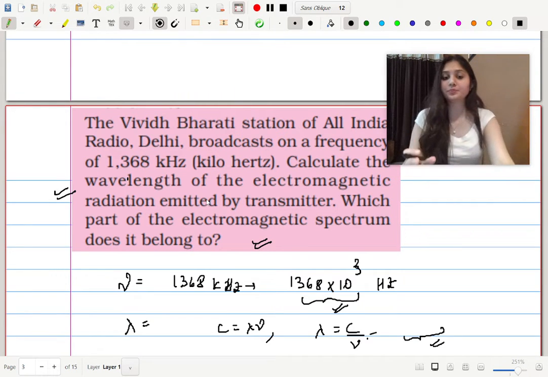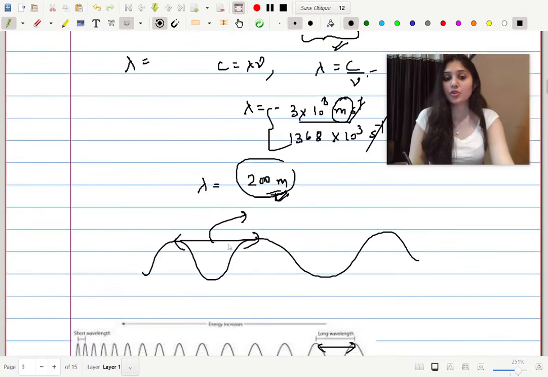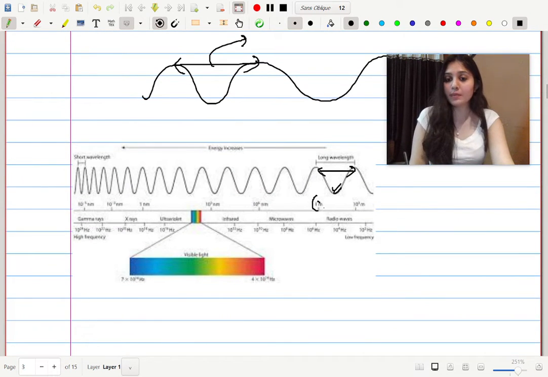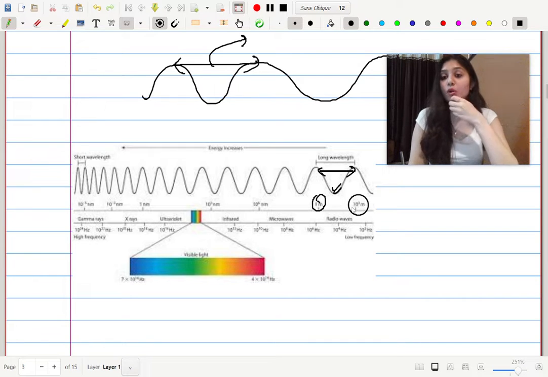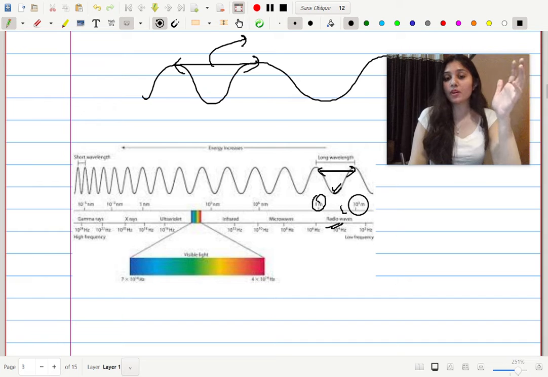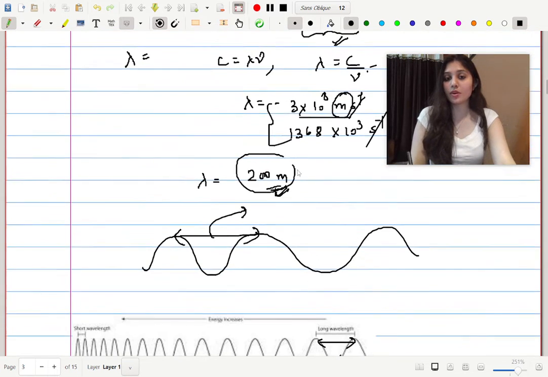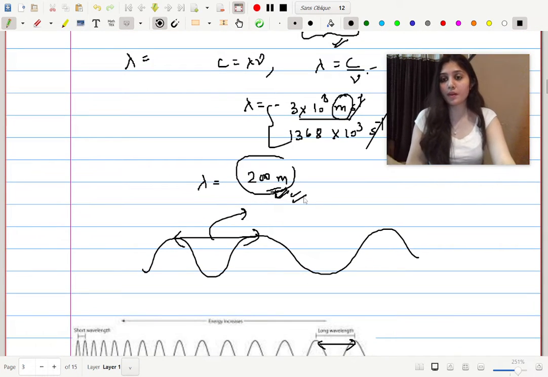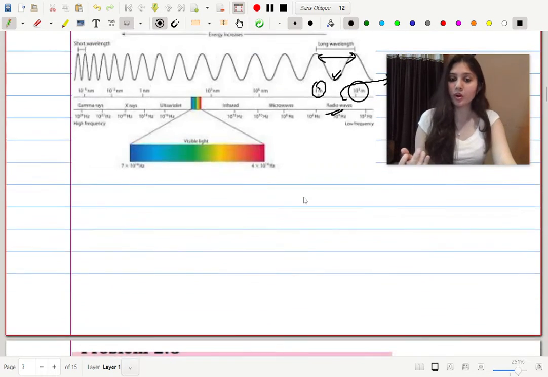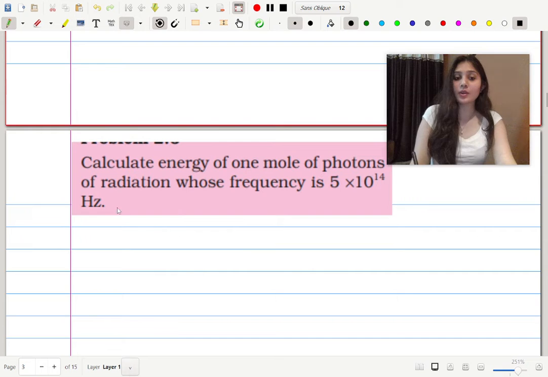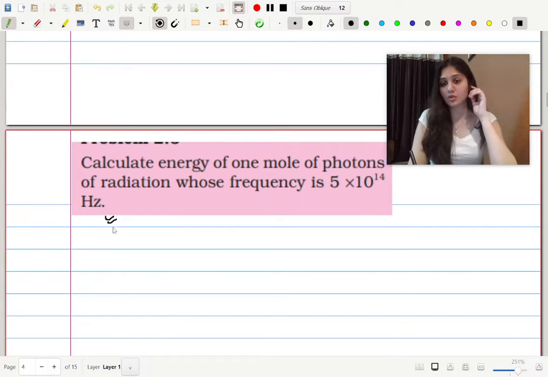But actually speaking, you will know that from 1 meter to, this is quite blurred, but I think 10 to the power 2 meters, we have radio waves. Okay, so that is going to be a radio wave, because the answer is 200 meter. The wavelength is in hundreds, so it's going to be radio waves. Clear? All right, the next question is, calculate the energy of 1 mole of photons.